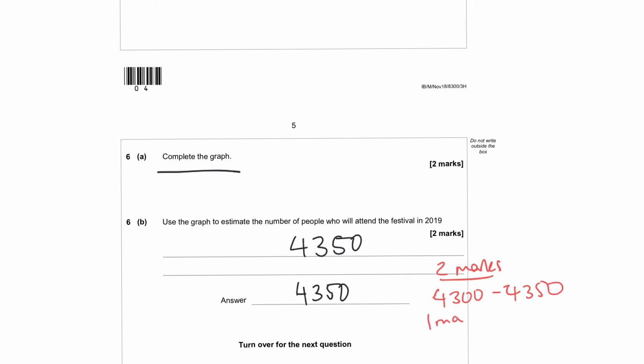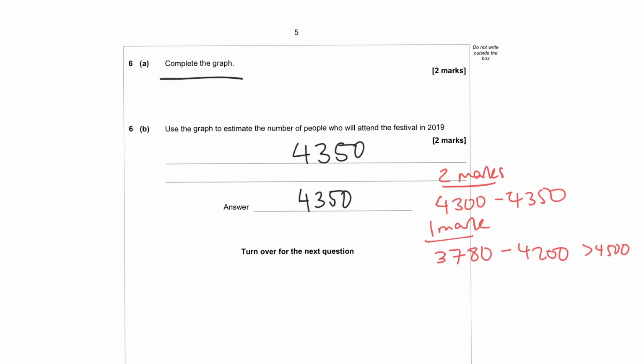And then for 1 mark, they allowed quite a lot. So 1 mark they allowed if you got 3,780 to 4,200. Even if you got an answer greater than 4,500, they allowed it as well. So I'll just put also greater than. So yeah, to be honest, I'm sure most of you would have at least gotten 1, but to get that 2, you would have had to be mad accurate. But I'm sure you will. All right.